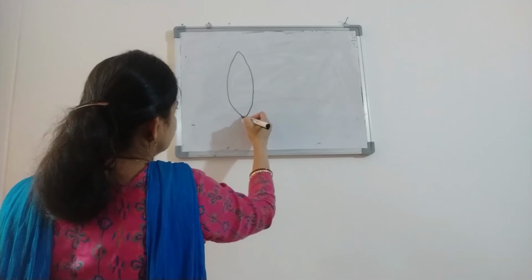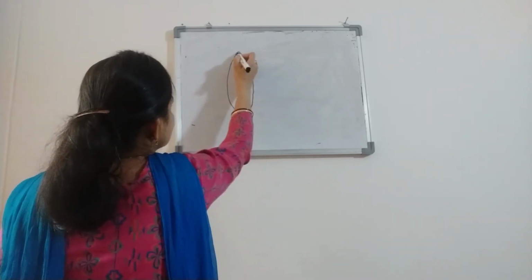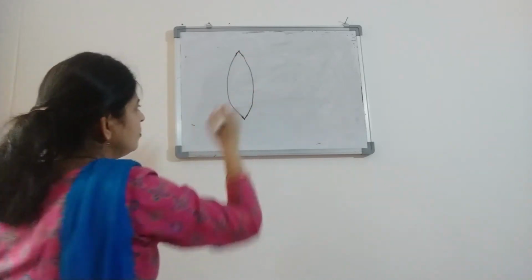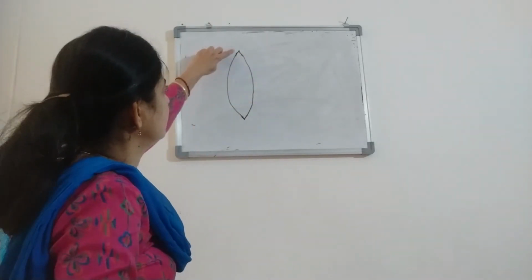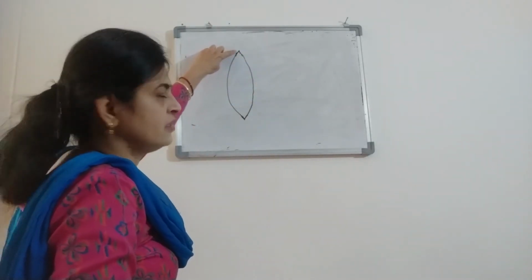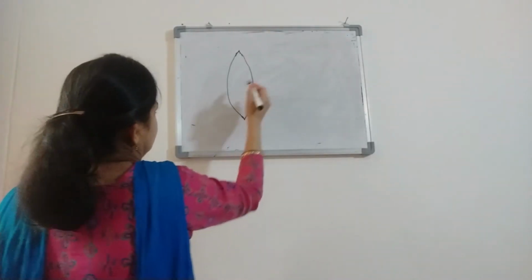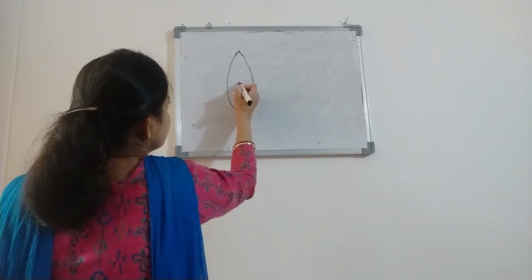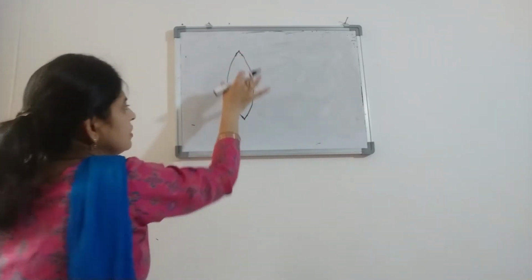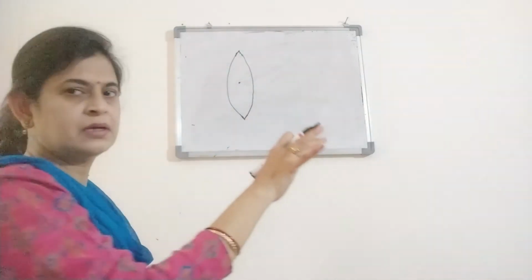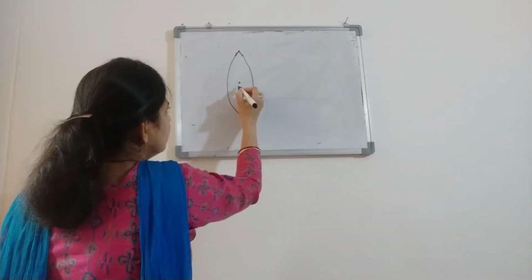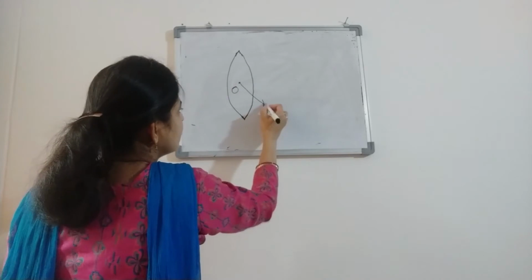This is your convex lens, thick at the middle part and thin at your edge. Now, the center of the whole refracting part of a lens is called your optical center.